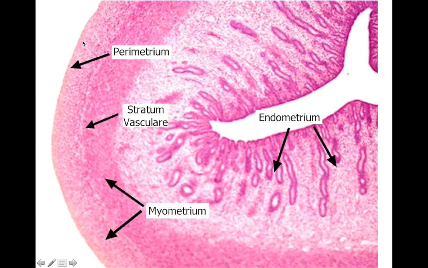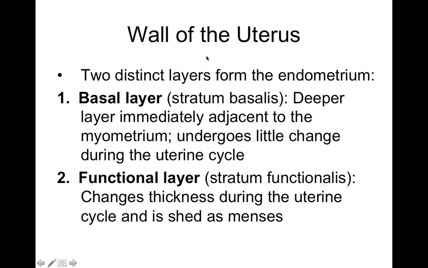Now, surrounding the very outside of the uterus, we have a perimetrium, which is a fibrous outer tissue that parts of it are surrounded by a serous membrane. Now, for the endometrium, there are 2 main layers within this. We have our functional layer and our basal layer.